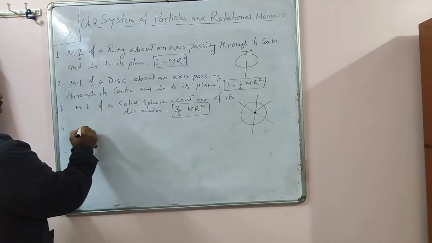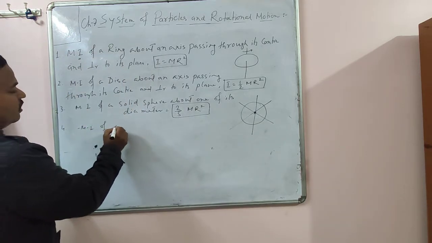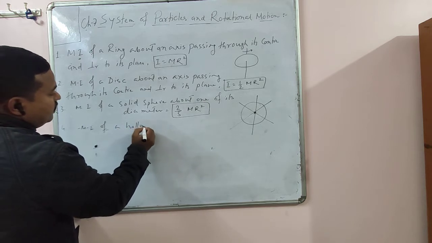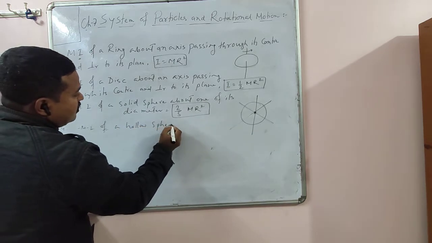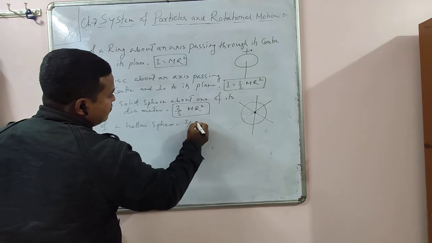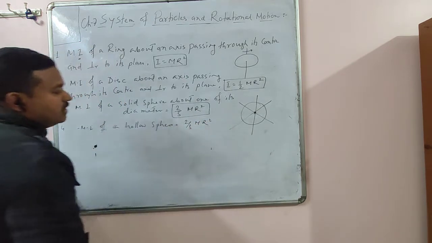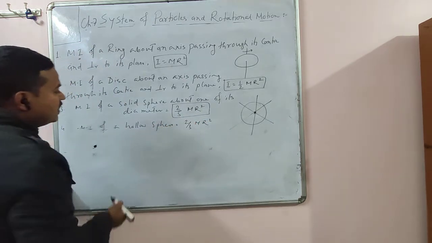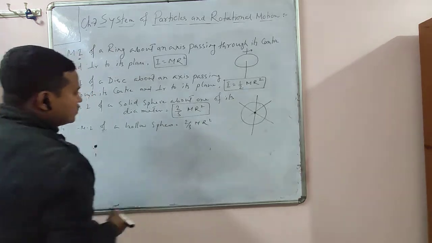Similarly, the moment of inertia of a hollow sphere is 2 by 3 mr square. So just to see the difference, for a solid sphere it is 2 by 5 mr square, and for a hollow sphere it is 2 by 3 mr square.